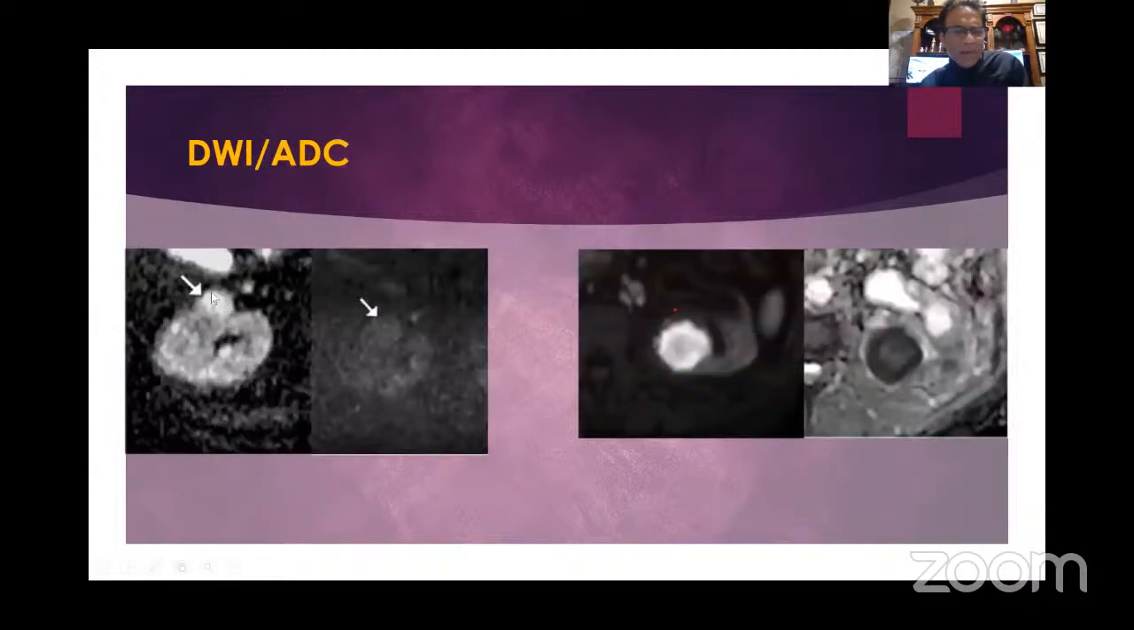So here is a low-grade oncocytoma, which shows hardly any restriction, whereas this is a clear cell renal cell carcinoma. You can see how much restriction is there and low ADC. So very helpful.